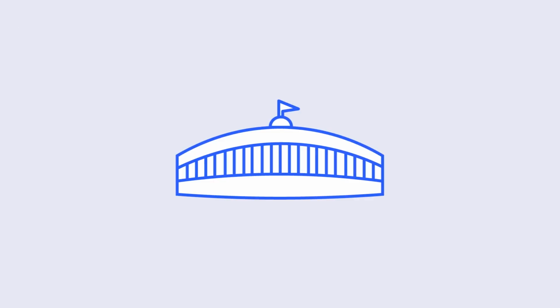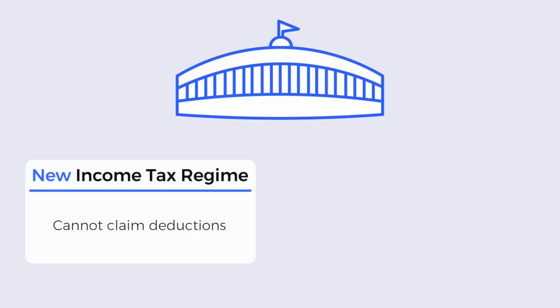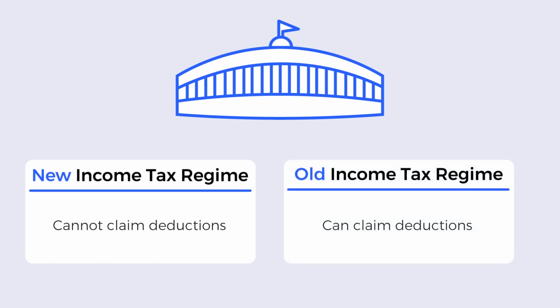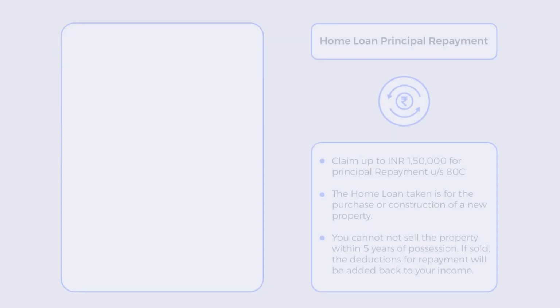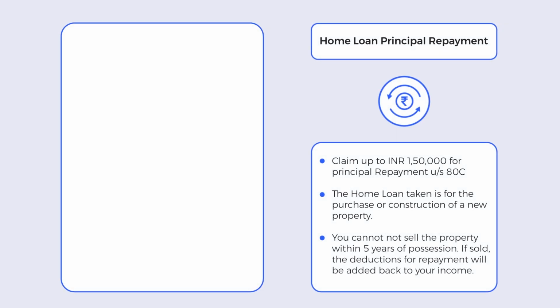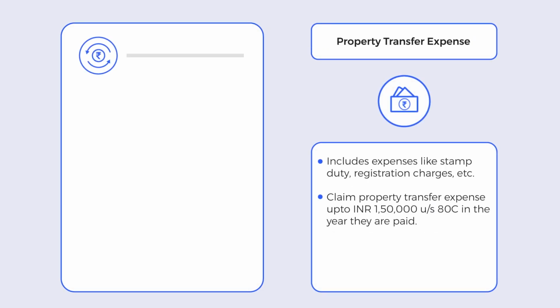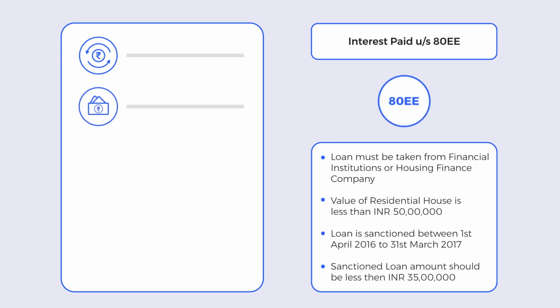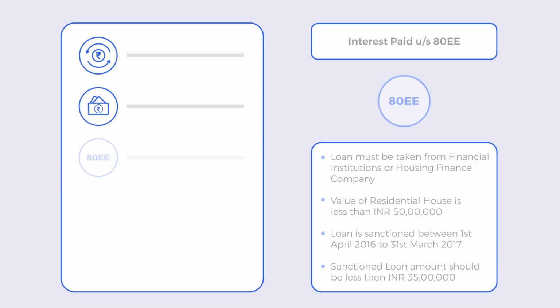There were substantial changes in Budget 2020. You cannot claim deductions under the new income tax regime. However, you can continue to claim the Chapter 6A deductions and losses under the old income tax regime. For instance, you can claim principal repayment on home loan and expenses related to transfer of property like stamp duty, etc. First-time home buyer can claim a deduction up to Rs 50,000 under Section 80EE on interest component of home loan if the following conditions are fulfilled.